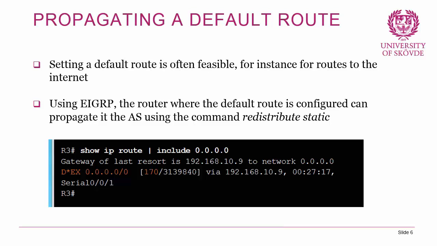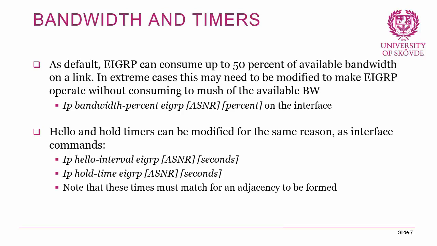We're going to do it in practice in a little while, but before that, we're going to look a little bit at bandwidth and timers. So by default, EIGRP is allowed to consume up to 50% of the available bandwidth on a link. This is usually not a problem, but in extreme cases, this may need to be modified, for instance, to make EIGRP operate without consuming too much of the available bandwidth. I mean, on extremely slow speed links, the bandwidth used by EIGRP could actually be too much and influence the way that link can operate. And you may also, in some cases, want to increase the allowed bandwidth so that the EIGRP process can actually take place in a good way.